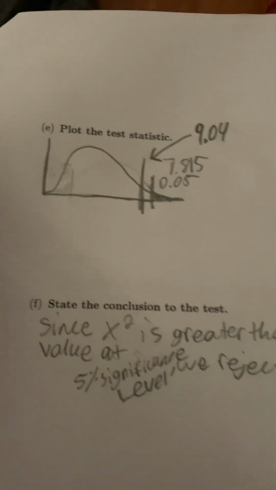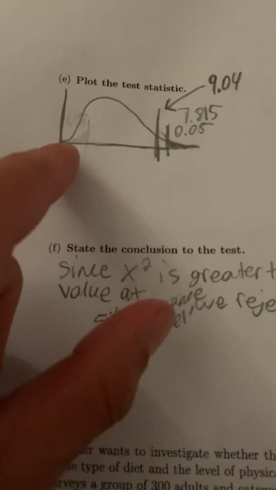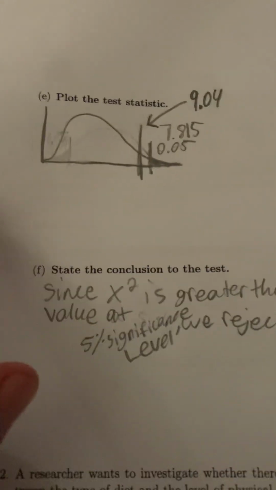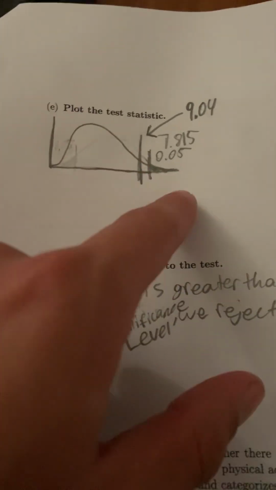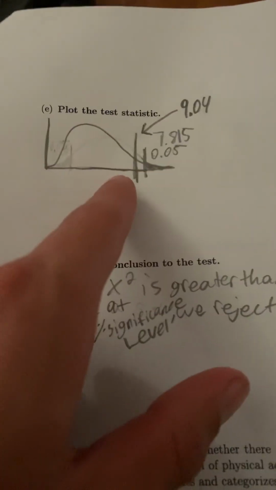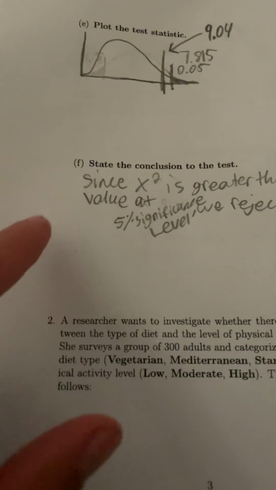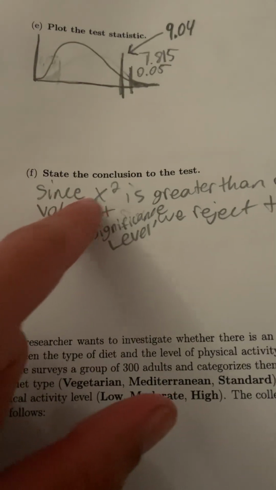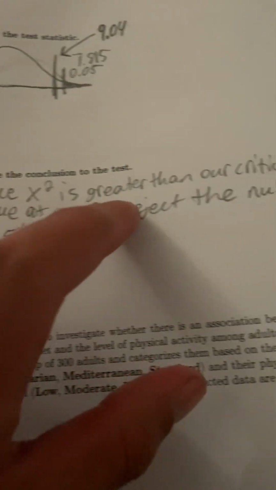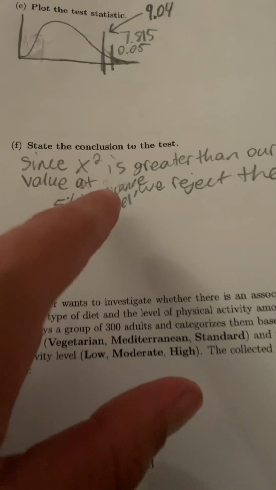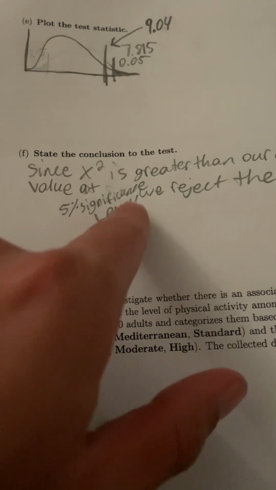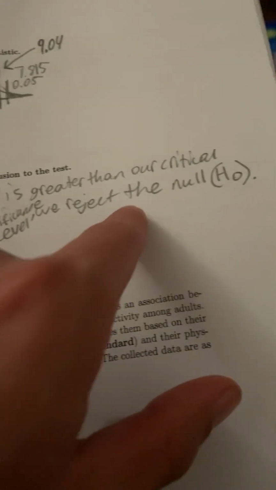And there's a test statistic. And it says plot the test statistic. So you take the same graph from before and you put the test statistic. And since the test statistic is greater than our critical value at a 5% significance level, we reject the null.